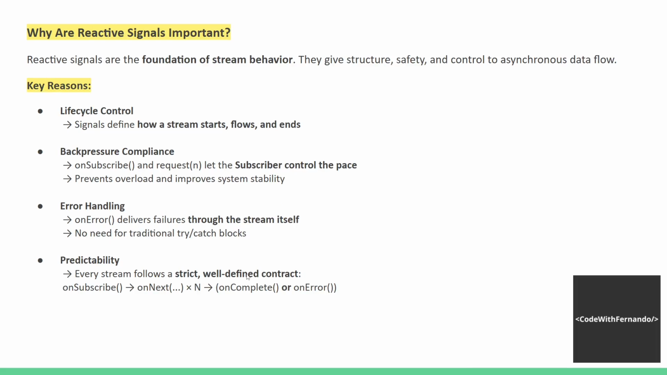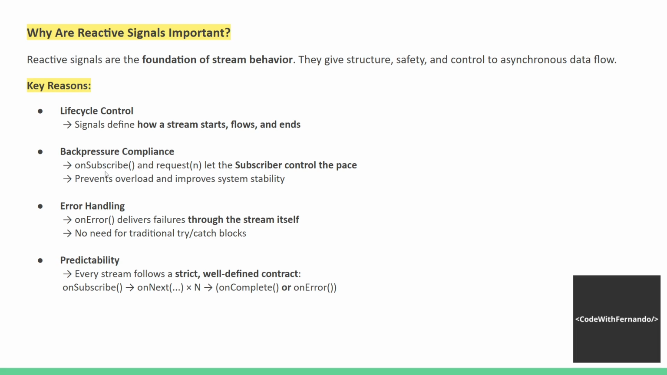So what is the importance? They're important because they are the foundation of stream behavior. They give structure, safety, and control to asynchronous data flow. Here we have some key reasons to remember. They're important because they control the life cycle. Signals define how a stream starts, flows, and ends.